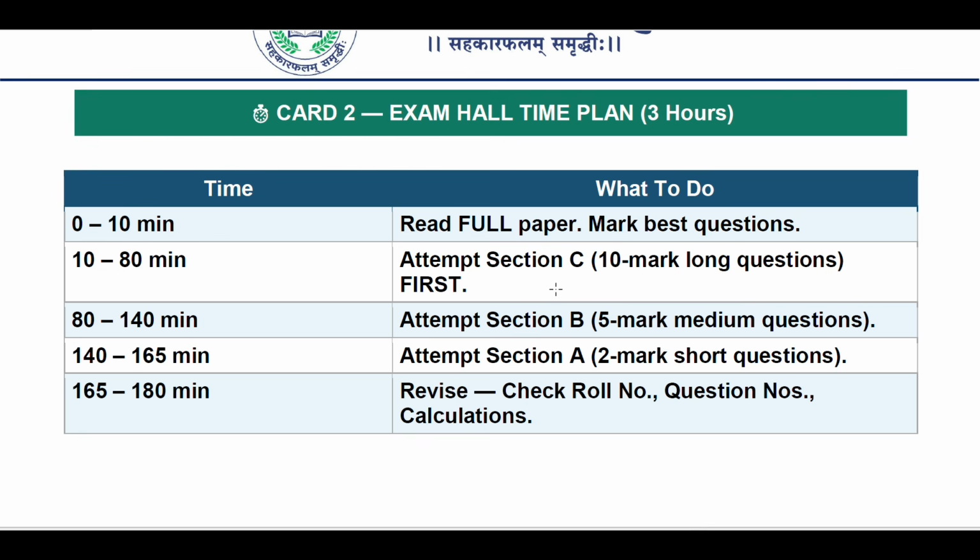According to that, you will have to write properly. Then 80 to 140 minutes, attempt section B, the 5 marks medium questions, and 140 to 165 minutes, attempt the 2 marks questions. But again, here you will have to write the first question first, which will be of 2 marks, short questions. You attempt that question first, and then the rest of the questions accordingly. Likewise you can always manage your time.